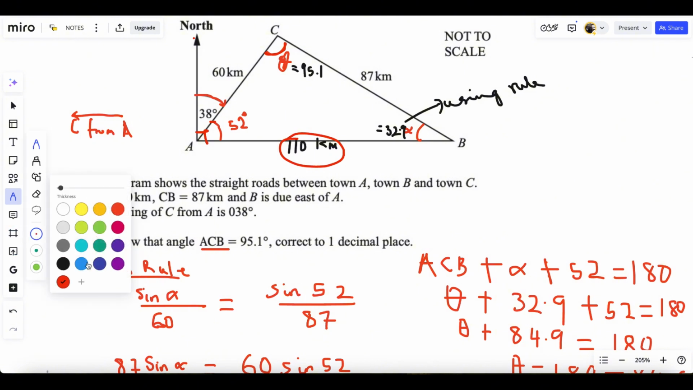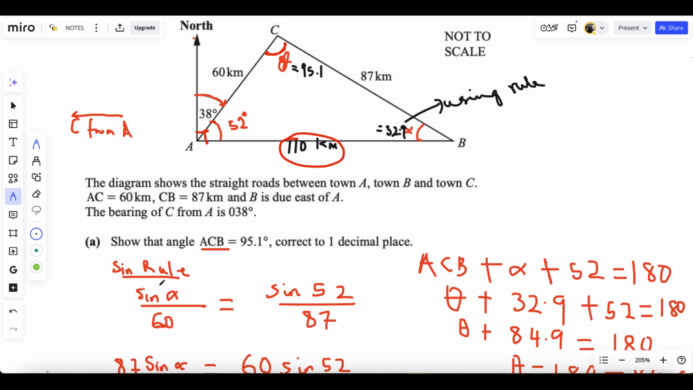Now what did we do? We simply say sine of this angle, I call it alpha. Sine alpha over the side facing it, which is 60 km, is equal to sine 52, the one we already know, over 87 km.